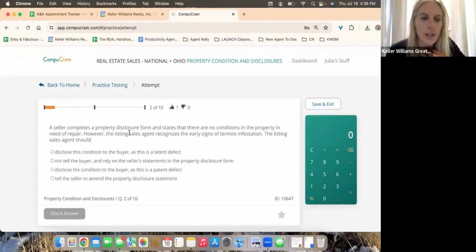Okay. A seller completes a property disclosure form and states that there are no conditions in the property in need of repair. However, the listing sales agent recognizes the early signs of termite infestation. The listing sales agent should A, disclose this to the buyer as a latent defect, B, not tell the buyer and rely on the seller's statement in the property disclosure form, C, disclose the condition to the buyer as this is a patent defect, or D, tell the seller to amend the property disclosure statement.